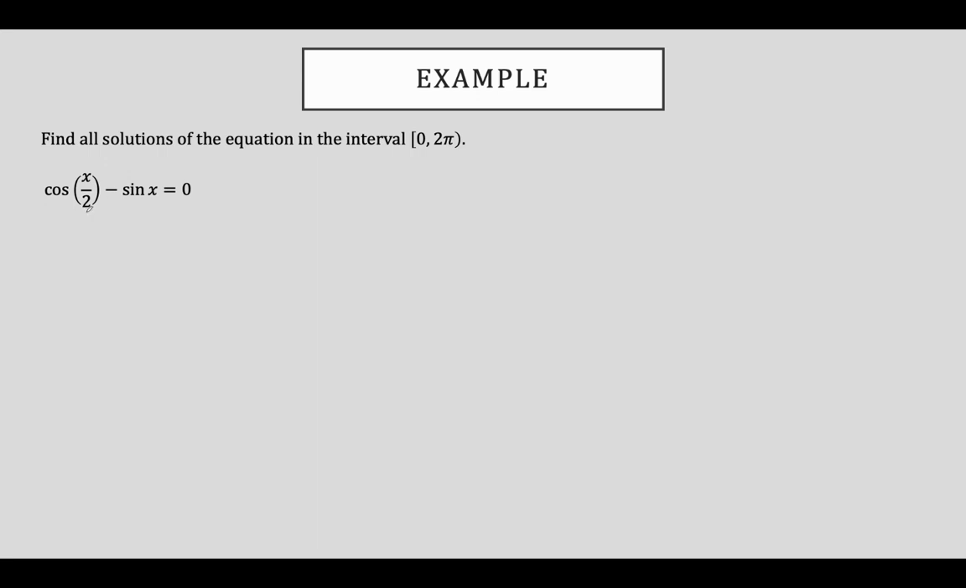Now notice that I have two different trig functions and the quantity inside of each trig function is different. Here I have an x over 2 and here I have an x. If both of these were an x over 2, I might be able to use a simple u substitution. But because these two quantities are different, we need to use our half-angle formula for cosine.